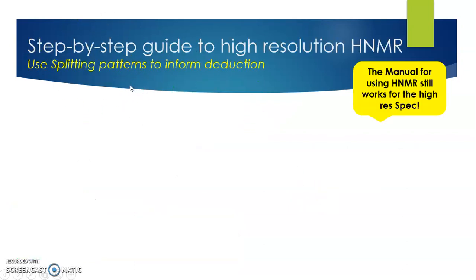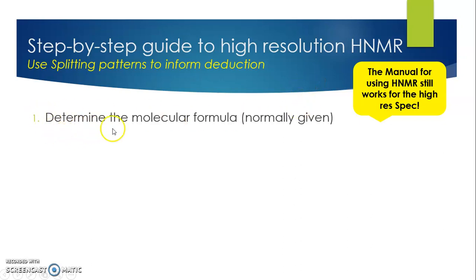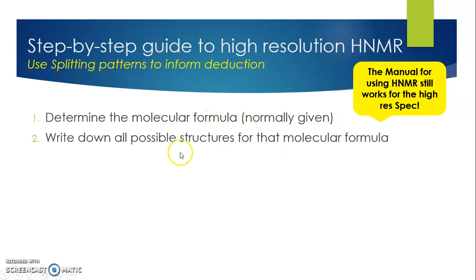Well, the good news is that the manual for using low-res HNMR still works for high-res. We just need to add 2 extra steps. Okay? So first of all, we still need to identify or determine the molecular formula. We also need to write down all possible structures for that particular molecule.